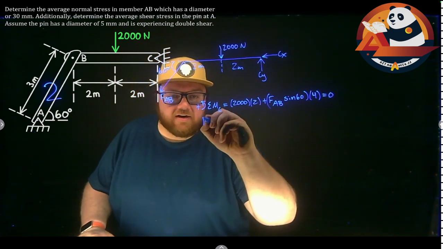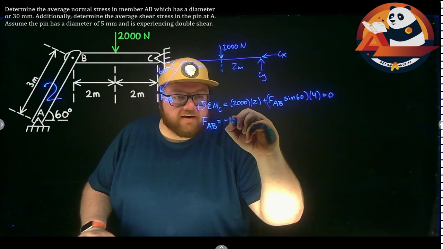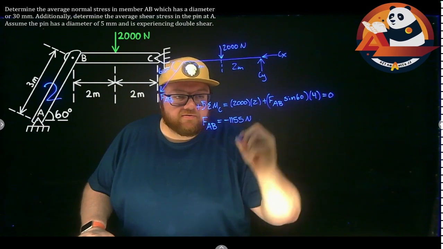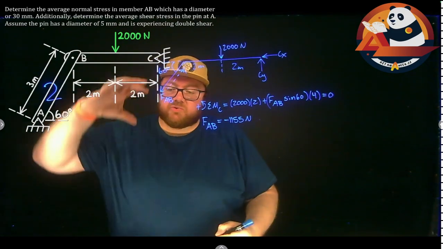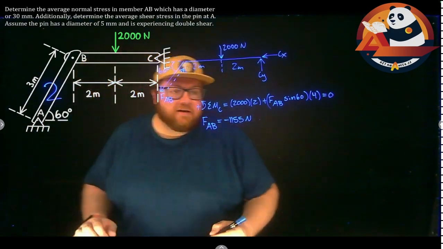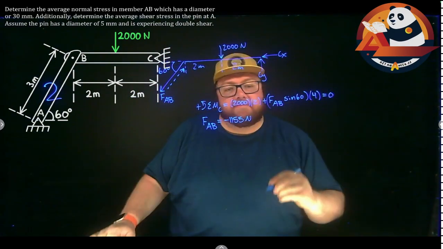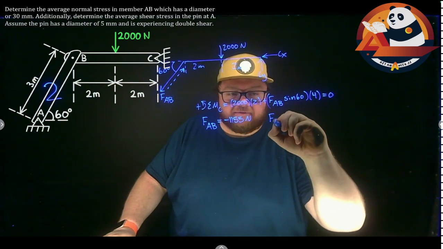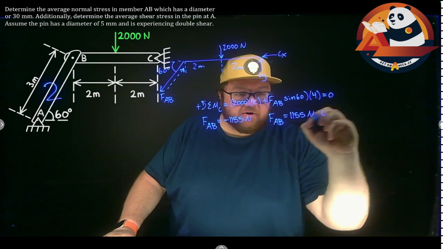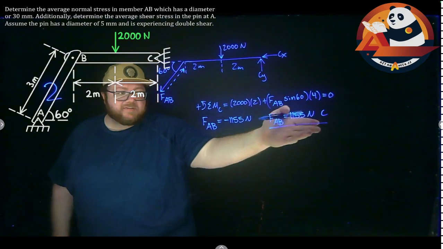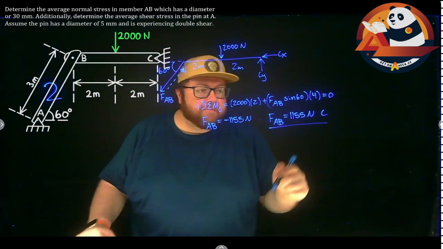But if I solve this out, I'm going to get that FAB is negative 1155 newtons, which that negative just means I guessed the wrong direction here. It's really acting up, squeezing into that pin. If we drew that out, if it's squeezing into the pin here, that means it's also squeezing in onto the member itself. So I could really report this as FAB is 1155 newtons, and we're in compression. We're compressing in there. It's in compression at our pin B. It's in compression everywhere for us. We have to work with that.